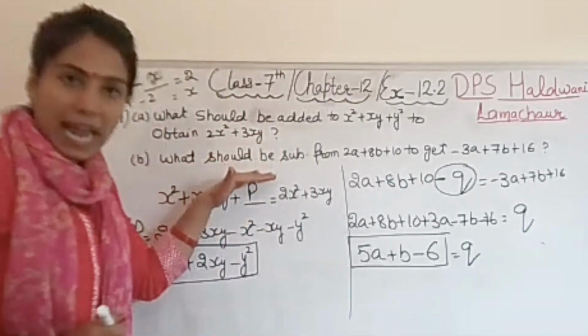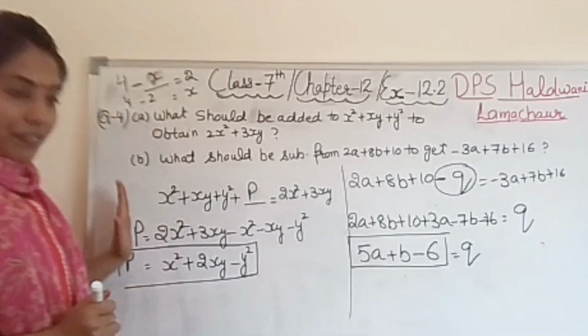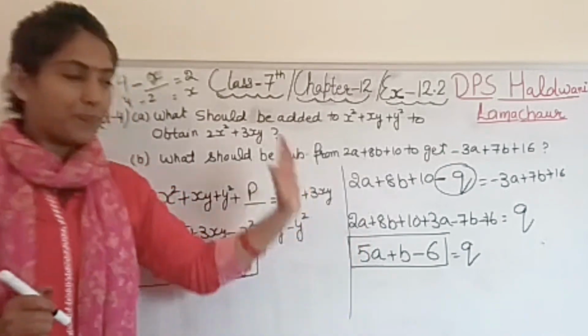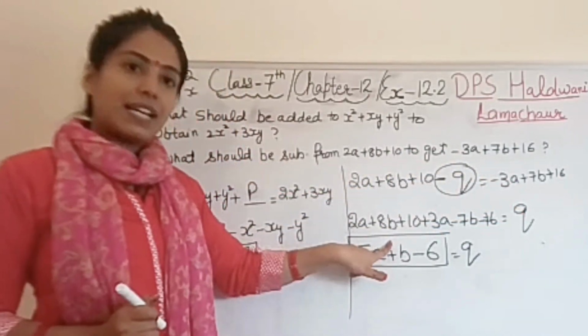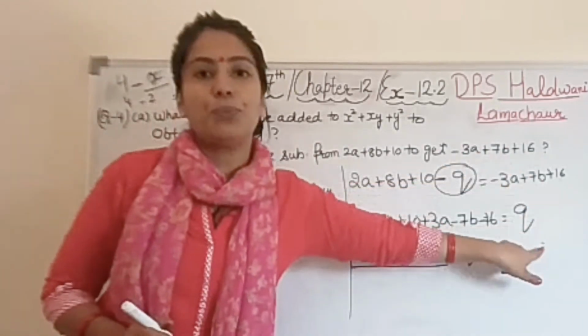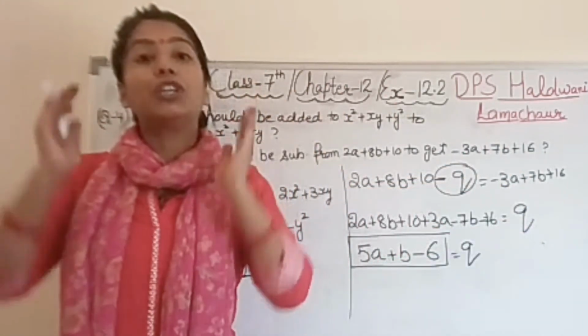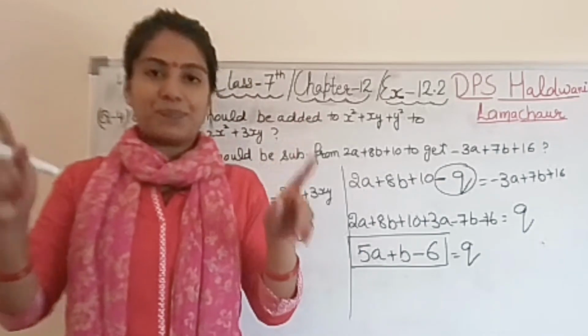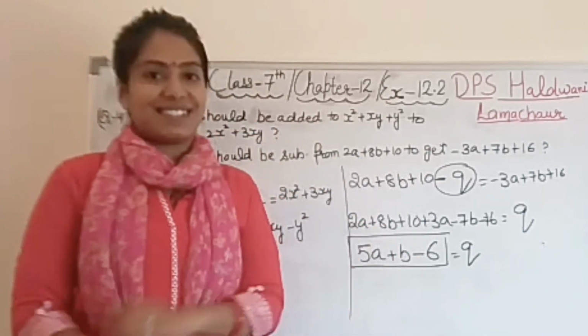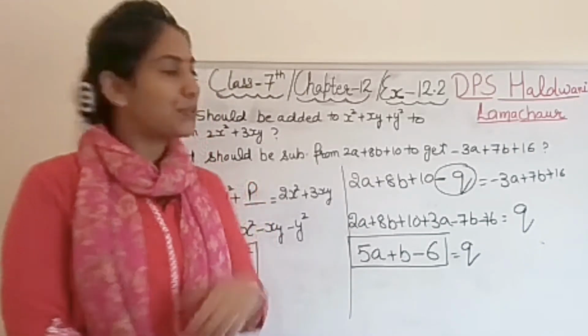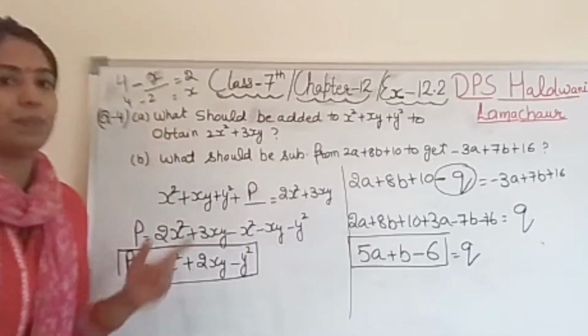When we have to add, then the left hand side term will shift that side. When we have to subtract, then the right hand side term will shift that side, because this minus q will turn into plus q, because we want the q term, not the minus q term. That's it. We have to rearrange the terms to get the answer. I hope you understood, student. This is question number 4, A and B part.